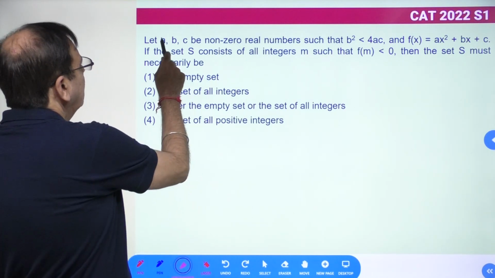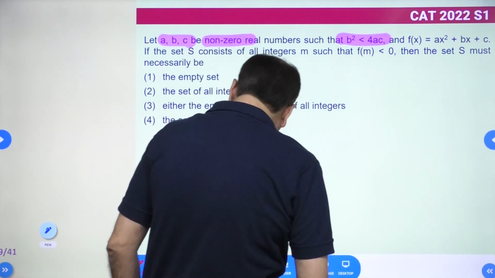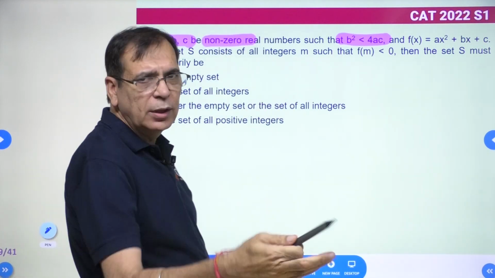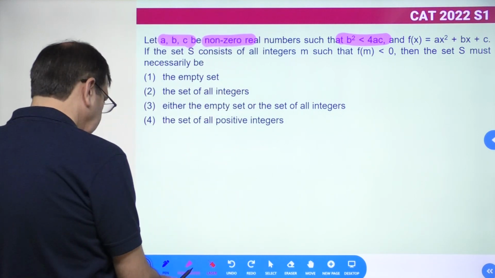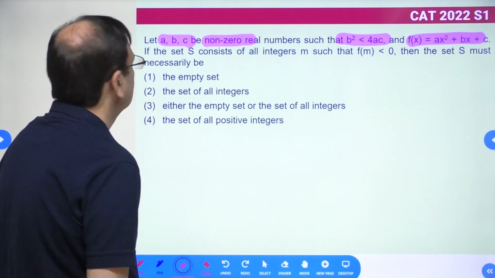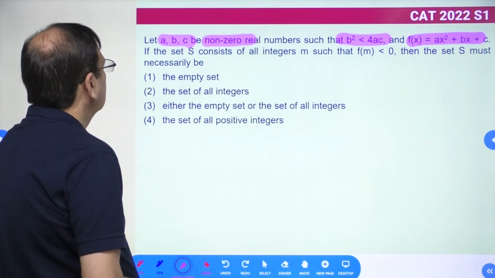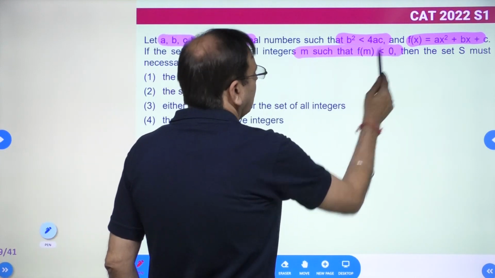Let A, B, C be 3 non-zero real numbers such that B square is less than 4AC. B square less than 4AC, that means no real roots. Okay, imaginary roots only. And fx equal to ax square plus bx plus c. This is a quadratic. If the set S consists of all integers m such that fm is less than 0.